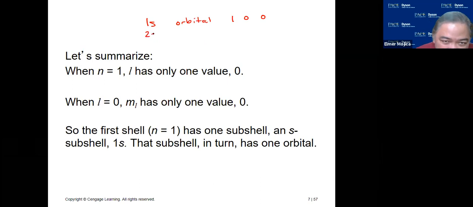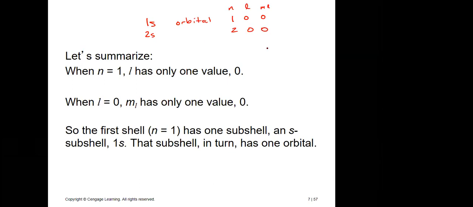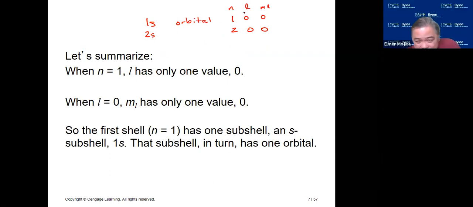So if you have a 2s orbital, what are the quantum numbers that you have there? You have 2, 0, and 0. Remember, the 2s is described by the first 2 quantum numbers. You designate the letter S for an L equals to 0. Okay? So that means you also have one orbital.